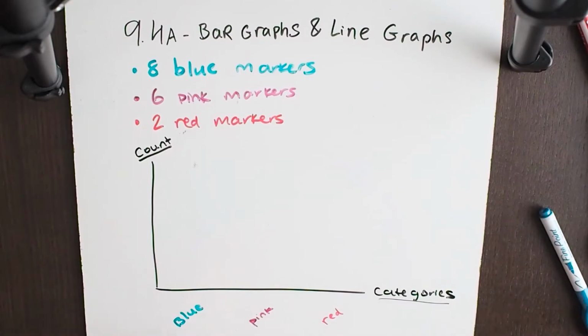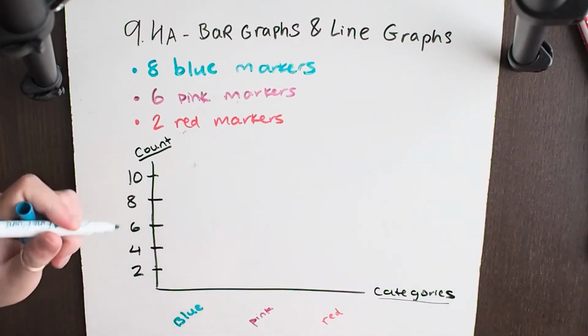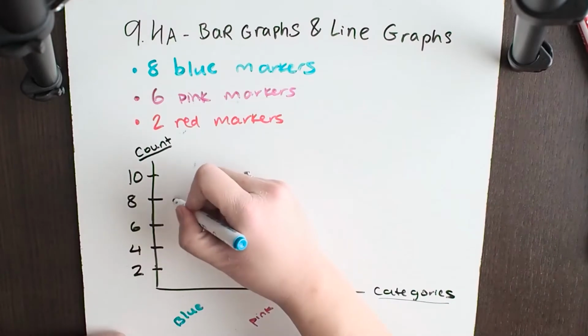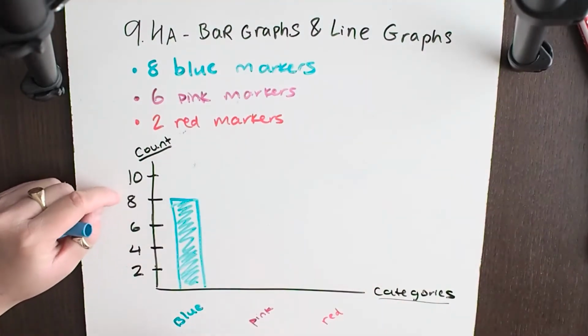What makes sense to me is to count up by 2 from 2 to 10, like this. 2, 4, 6, 8, 10. You can always change the range depending on the data you've been given. If we have 8 blue markers, we know that the count for blue is going to be 8, so we'll make a little bar here. So our bar for blue goes from 0 to 8 and looks like that.